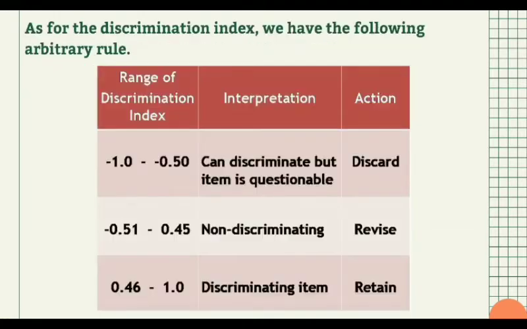As for the discrimination index, we have the following arbitrary rule. Range of discrimination index -1.0 to -0.50, our interpretation: can discriminate but item is questionable. Action is discard. -0.51 to 0.45, our interpretation is non-discriminating, our action is revise. 0.46 to 1.0, our interpretation is discriminating item and our action is retain.